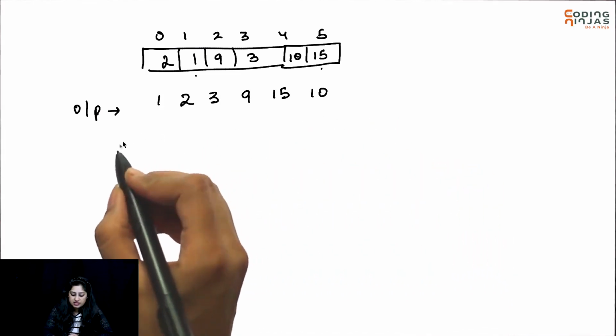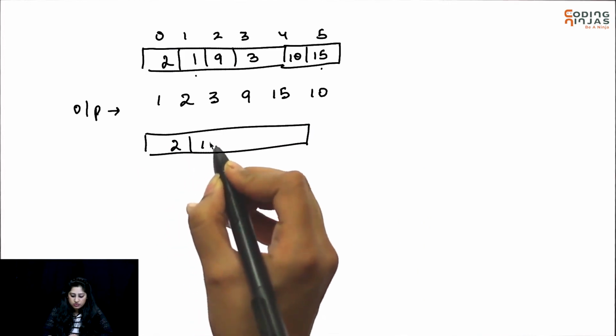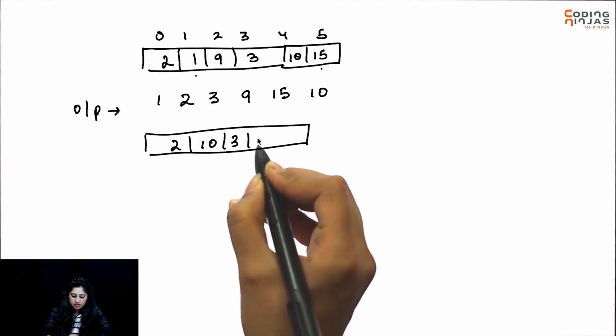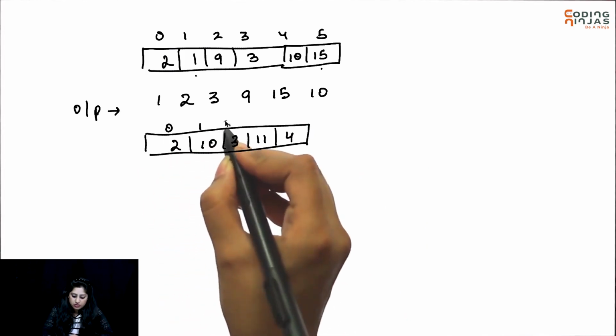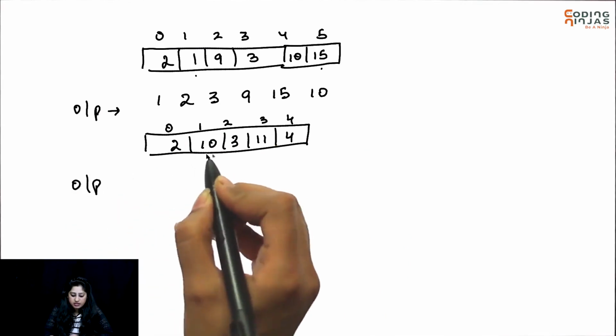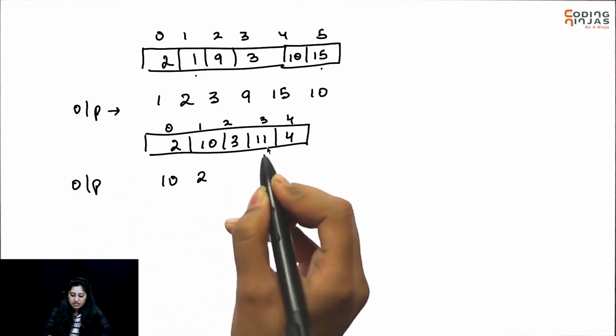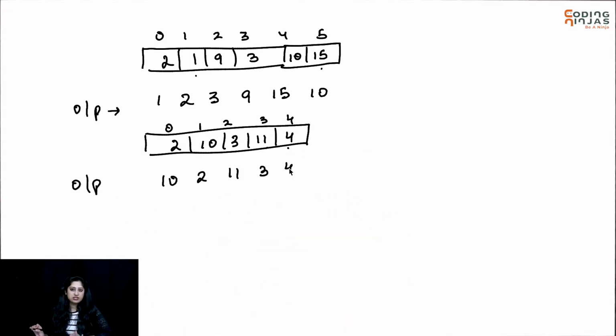Now let's take another example. Let's say the array is 2, 10, 3, 11 and 4. Suppose this is the array, with indices 0, 1, 2, 3 and 4. So in this case 2 and 10 will be swapped. It will be 10, 2, 3 and 11 will be swapped. It will be 11, 3. 4 has no adjacent element, so it will stay that way. So this is the expected output, right?